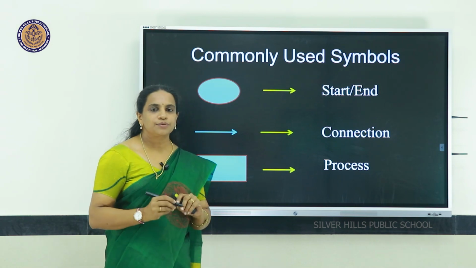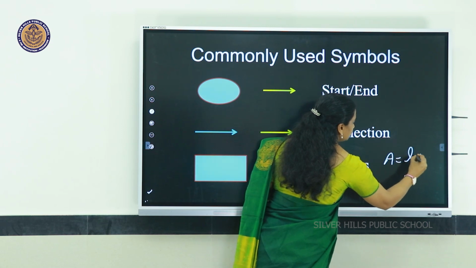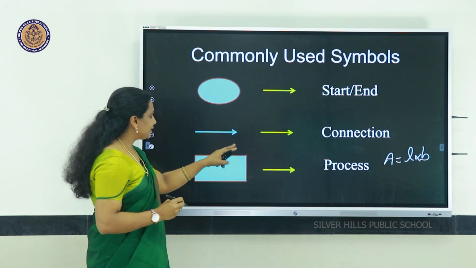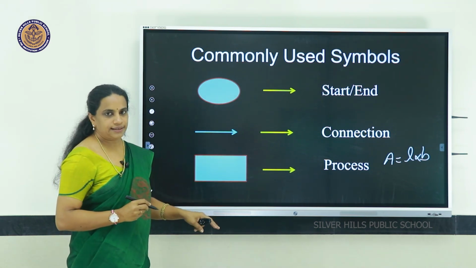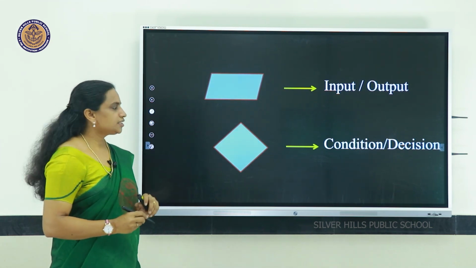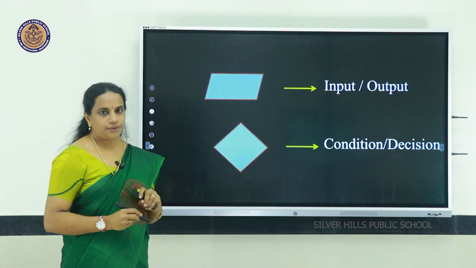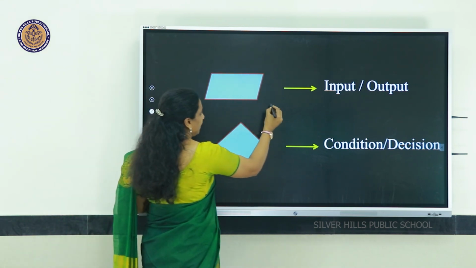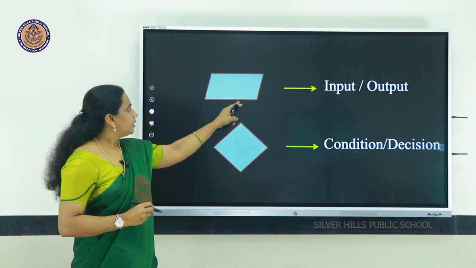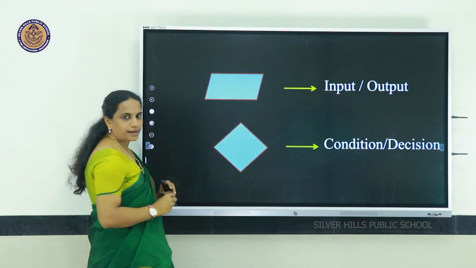For example, suppose you want to calculate the area of a rectangle, A equals L into B. This is known as a process. You can represent that process by using this rectangle. Another symbol is the parallelogram, which is used for giving input or printing output from the computer. For example, you want to print the grade, or print the name of a student, or generate a progress report, you can use this parallelogram symbol.